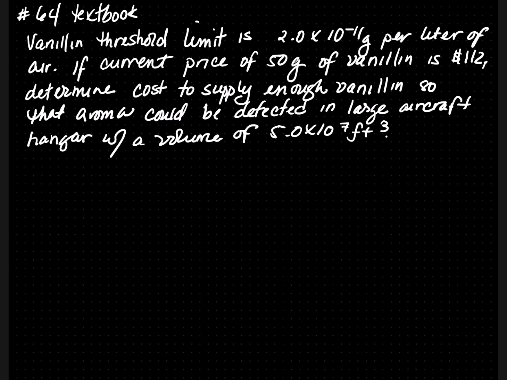Vanillin has a threshold limit of 2 times 10 to the negative 11th gram per liter. That "per" tells you this is a conversion factor. So 2.0 times 10 to the negative 11th gram is equal to 1 liter of air. The current price of 50 grams of vanillin is $112. This is also a conversion factor.